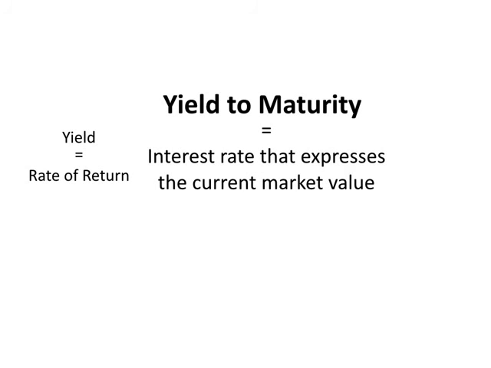Though it's usually described as a measure of expected return, the only thing a bond's yield to maturity precisely quantifies is the security's current market value. Yield to maturity is the name of the interest rate that expresses the current market value of a bond.